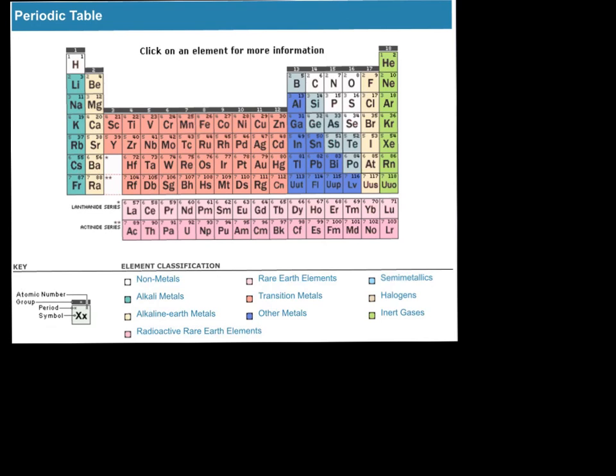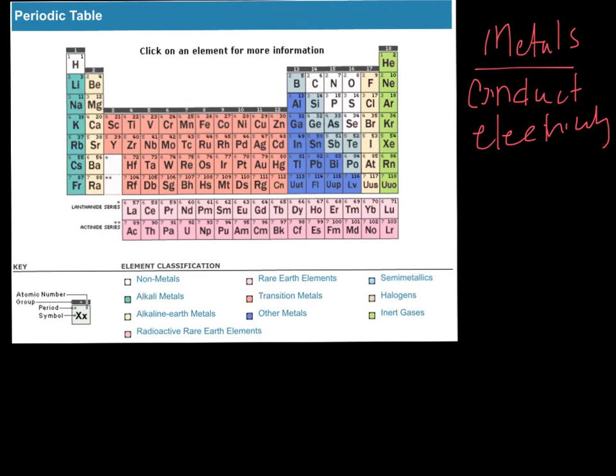Okay, and just real quick, I wanted to talk about some of our properties, right? So when we talk about our metals, we know that metals conduct electricity. Most do, not all. Typically, they're going to be shiny. They're going to be ductile, which means you can make them into wires.